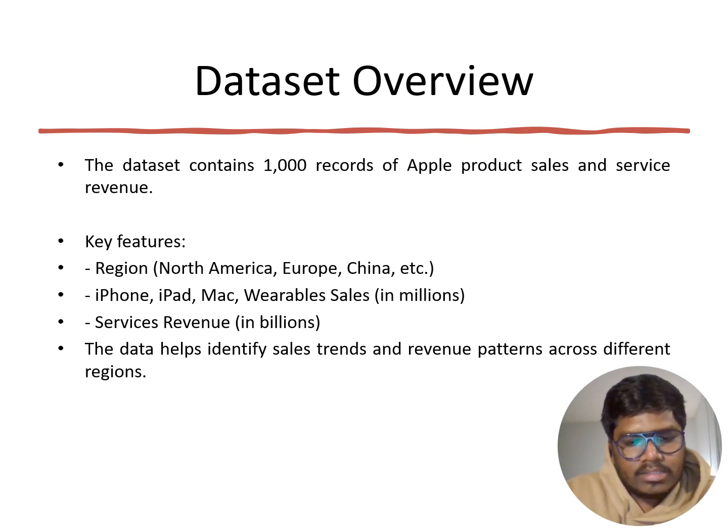The dataset contains 1,000 records detailing Apple product sales and service revenue across different regions. The key attributes in the dataset include region, iPhone sales, iPad sales, Mac sales, and service revenue. The service revenue is generated from subscriptions and Apple services, measured in billions, and the iPhone sales, iPad sales, and Mac sales are all measured in unit sales in millions. The dataset allows us to analyze regional trends and predict future sales performance.